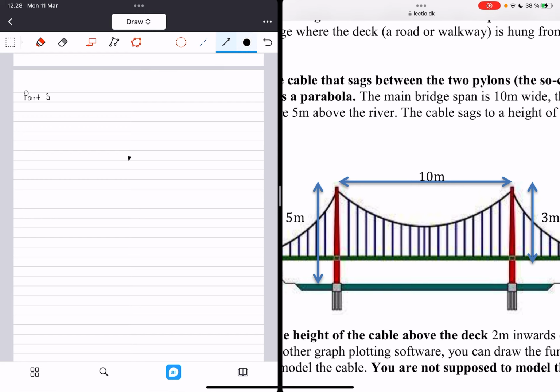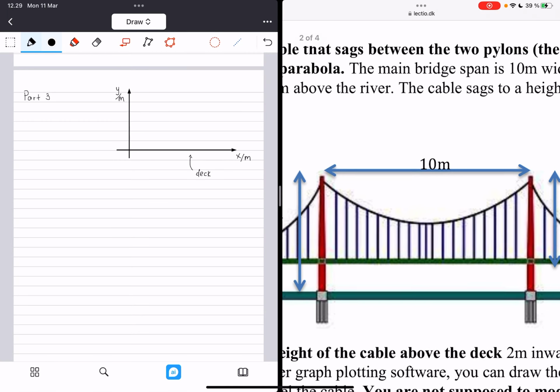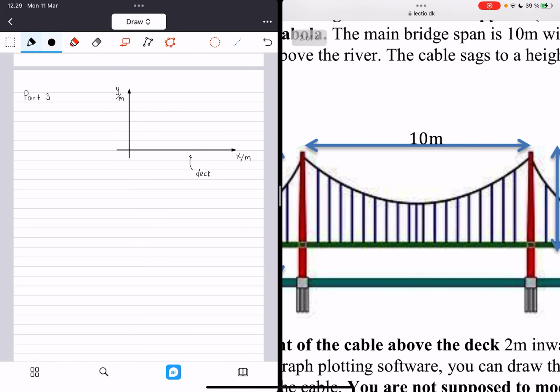Let's create a diagram or a graph like we had just before, where we will have our x-axis corresponding to the deck, not the river, the deck level, and the y-axis would be the height of the cable. So both the y-axis is in meters, but also the x-axis is in meters. Let's see. You can see that the center span goes from 0 to 10. Let's suppose that 10 is right here.